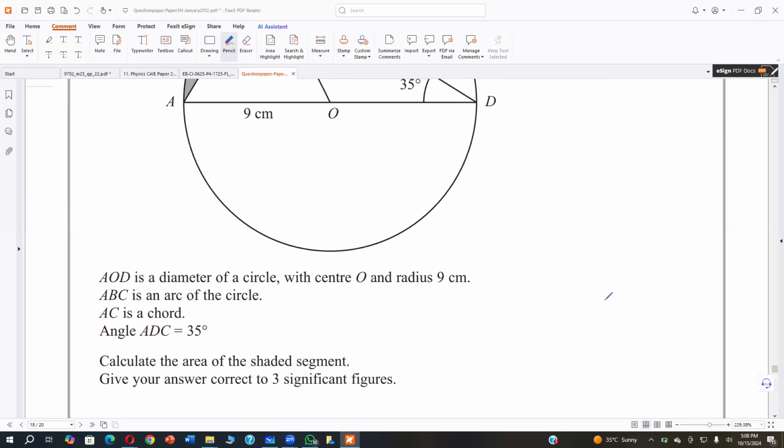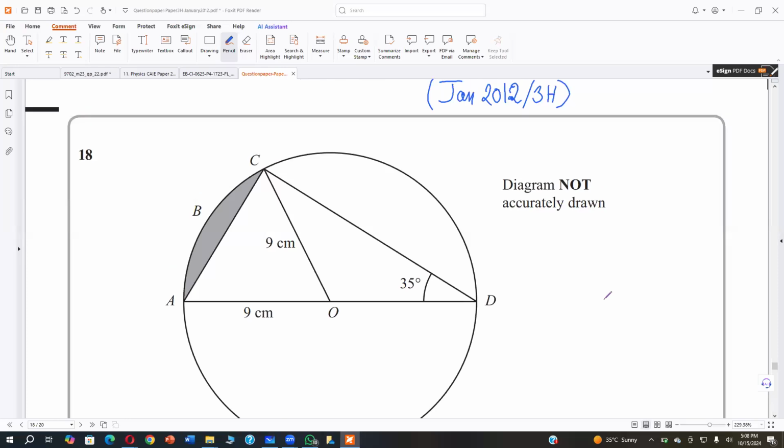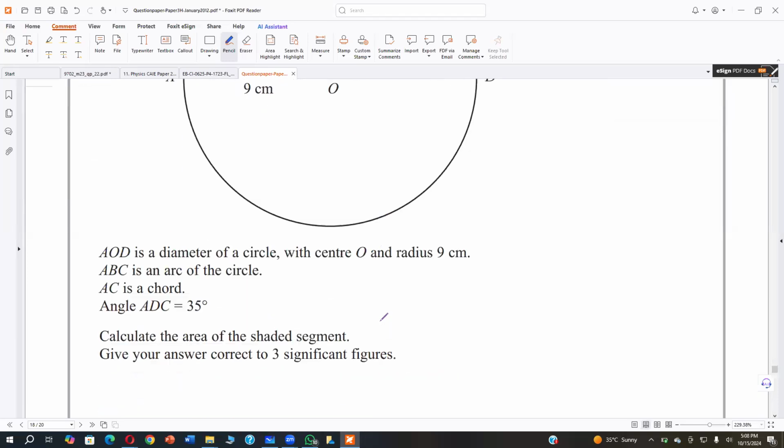AOD is a diameter of a circle with center O and radius 9. AC is a chord. Angle ADC is 35. Calculate the area of the shaded segment.